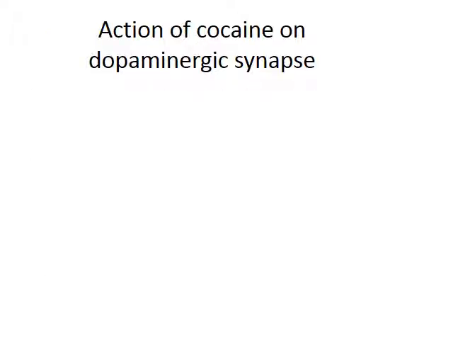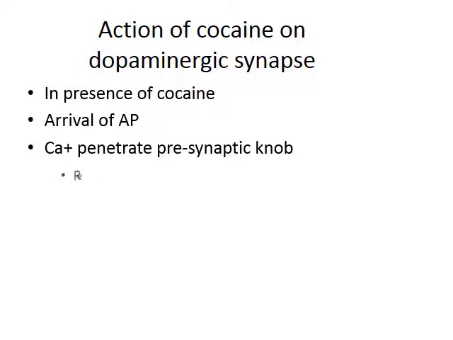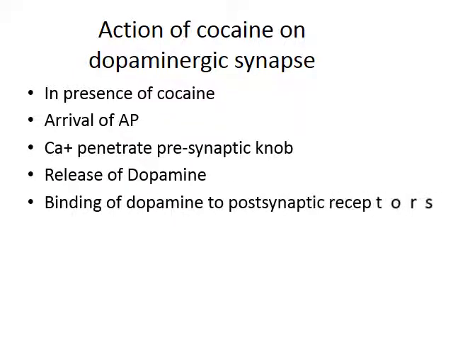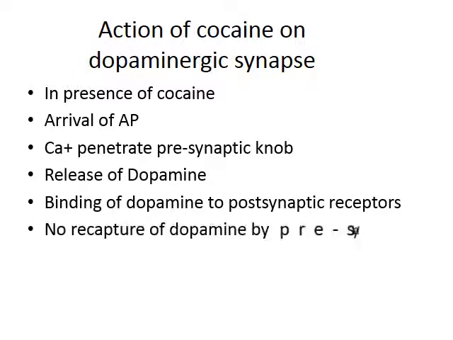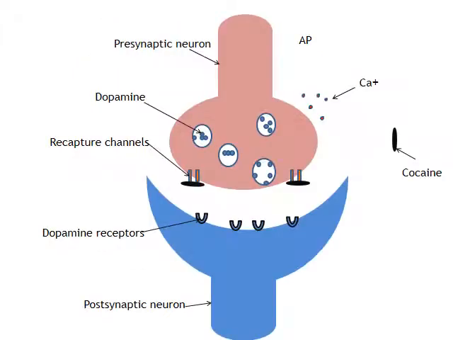Action of cocaine on the dopaminergic synapse. First, in the presence of cocaine, arrival of action potential, Ca2+ penetrates the presynaptic node, and we have the release of dopamine, binding of dopamine to postsynaptic membrane receptors, no recapture of dopamine by the presynaptic neuron, and the pleasure feeling is prolonged and persists. This figure shows how the action potential moves.